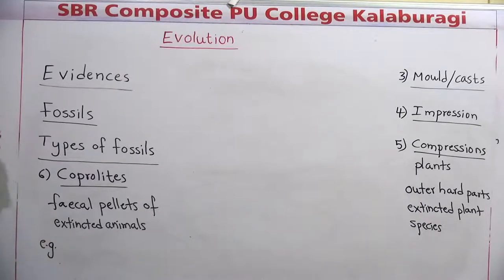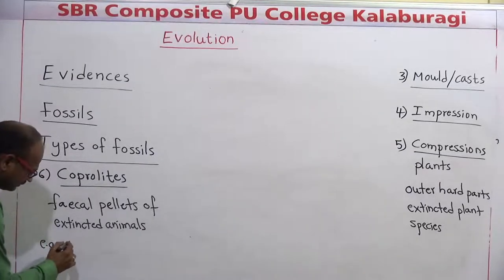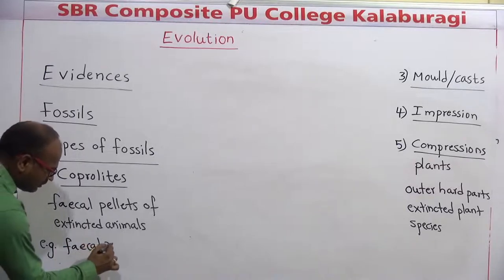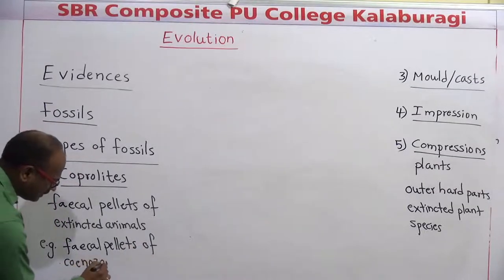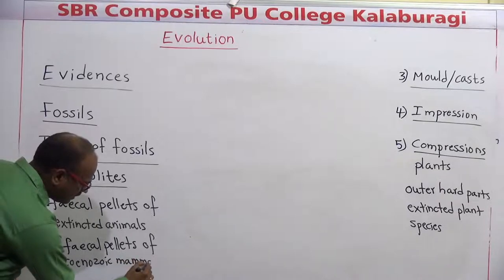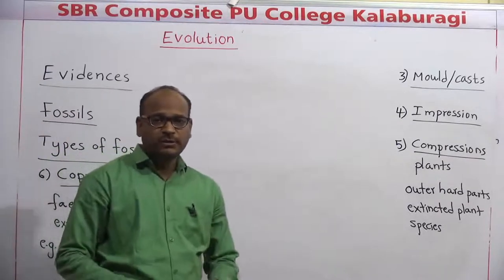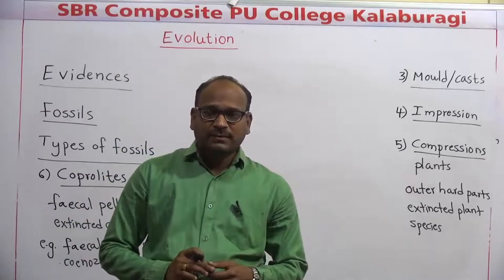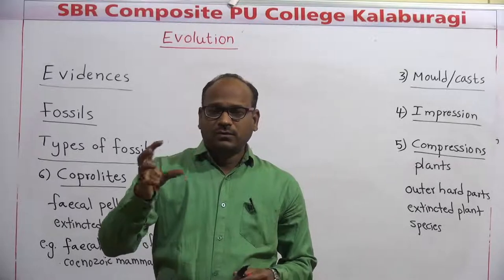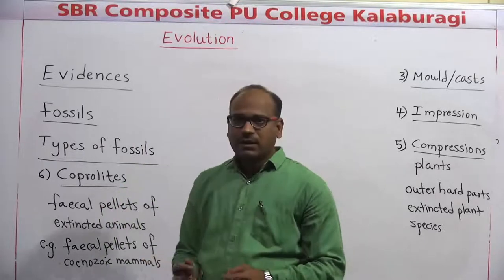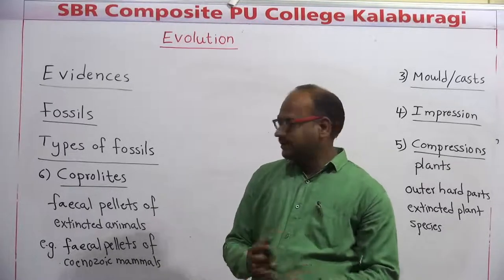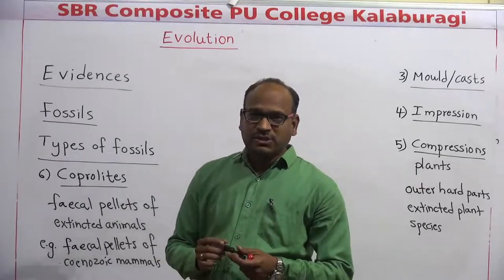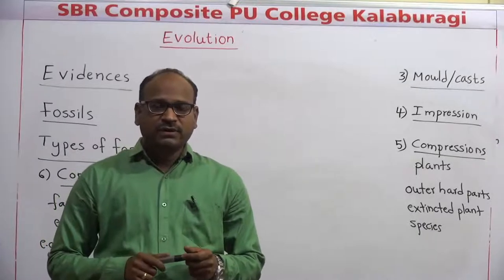Example: fecal pellets of Cenozoic mammals. The mammals which lived in the Cenozoic period are extinct, and some scientists, paleontologists, collected their fecal pellets, so they are coprolites. So these are the different types of fossils.